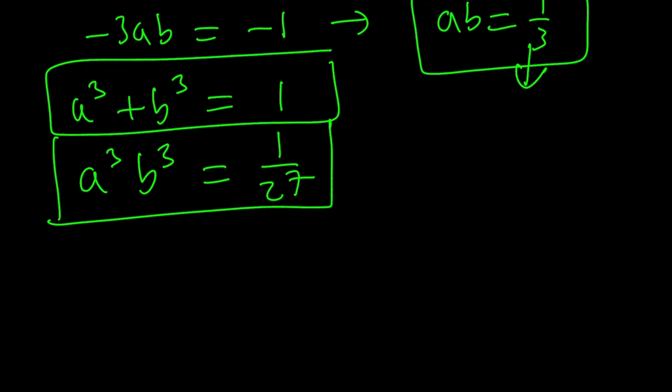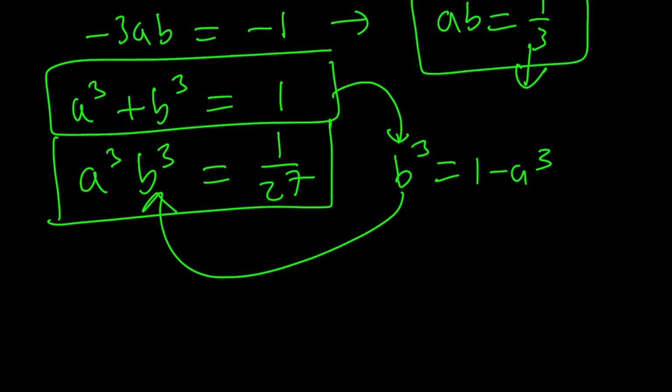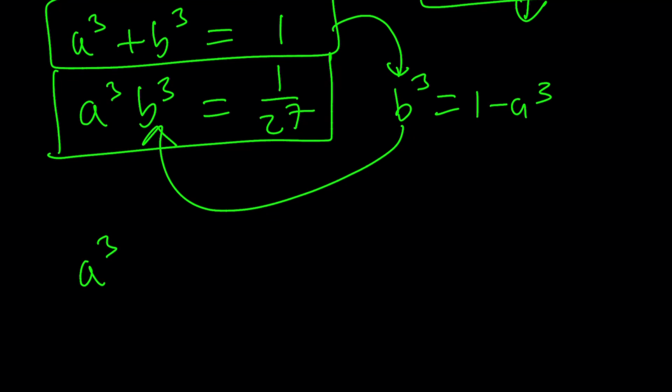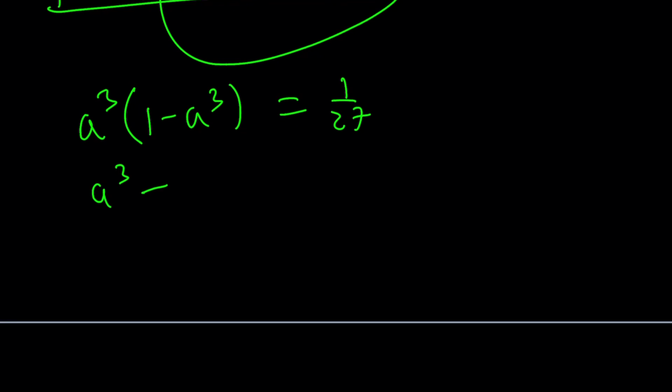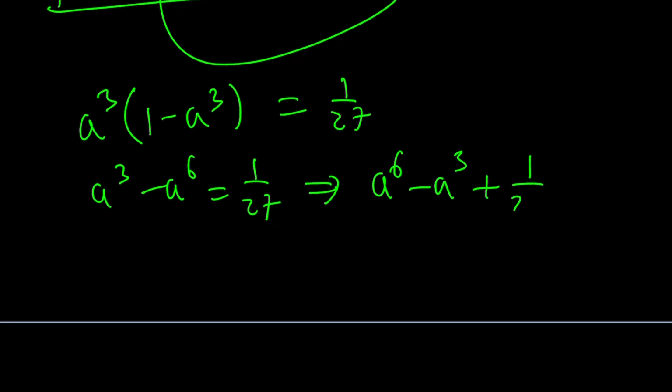Now here's what we're going to do. We're going to use substitution, replace b cubed with 1 minus a cubed, plug it in here, and you'll end up with a quadratic formula. A cubed times 1 minus a cubed equals 1 over 27. And if you distribute, a cubed minus a to the 6 equals 1 over 27. If you put everything on the right hand side, a to the 6 minus a to the third plus 1 over 27 equals 0. Awesome.